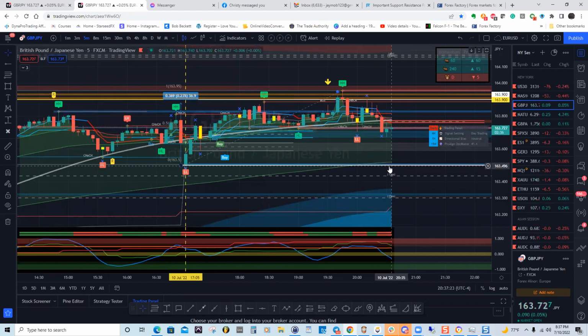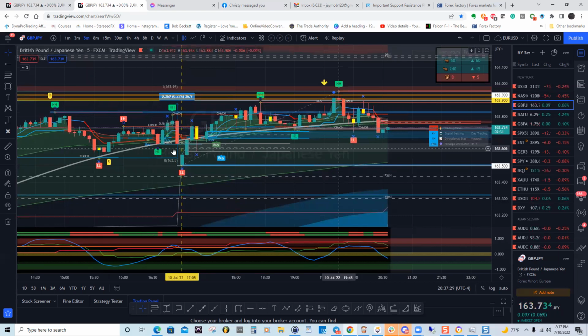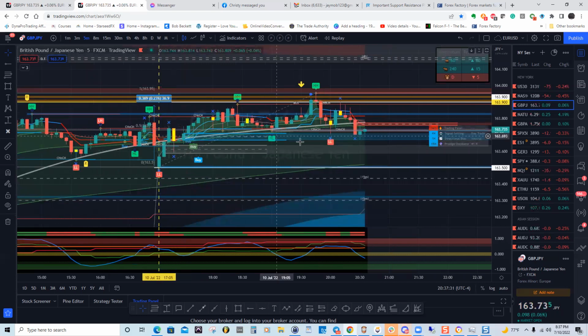So if it comes down to here, if it comes down to 163.500, then it's a possibility you can probably take it back up. Because right now it's just ranging in this area right here. The sell would have been up here. That's on the 5 minute time.